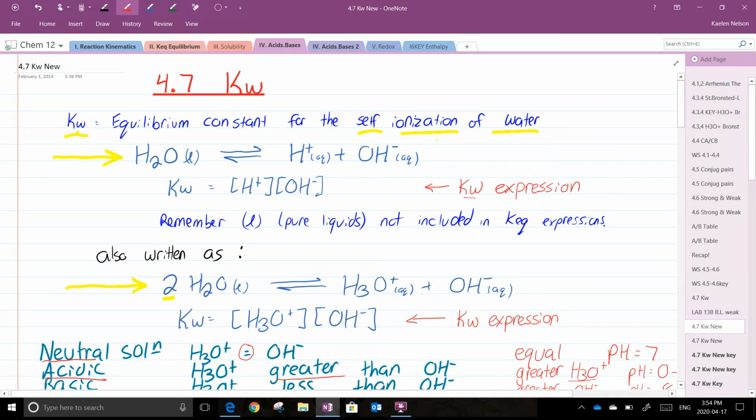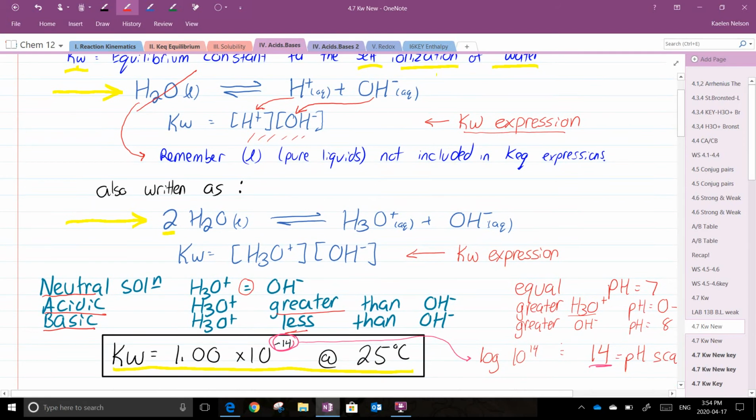To write a Kw expression, you do products over reactants, exactly like we used to do with Ksp and Keq. We'll remind you that water on the reactant side is a liquid, so we don't have to write it in our Kw expression, which means we have no denominator down here. It's just a nice, simple, single-line expression.